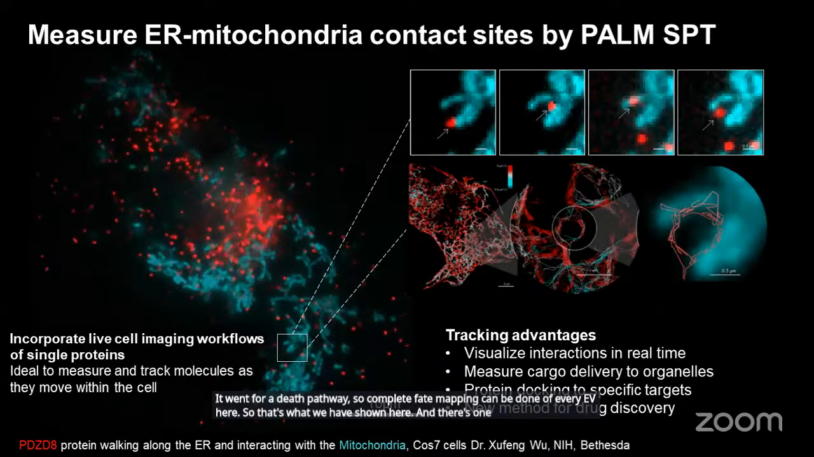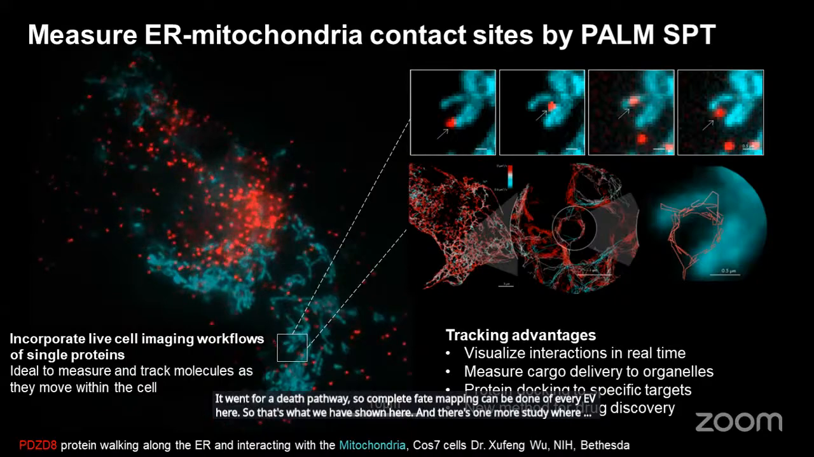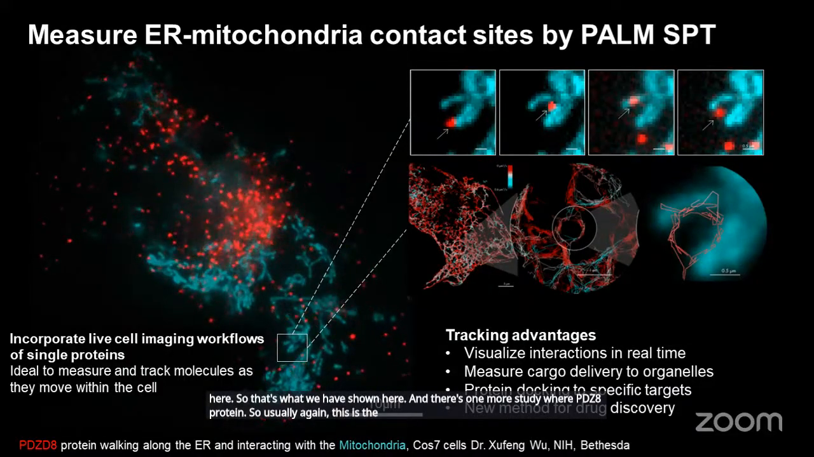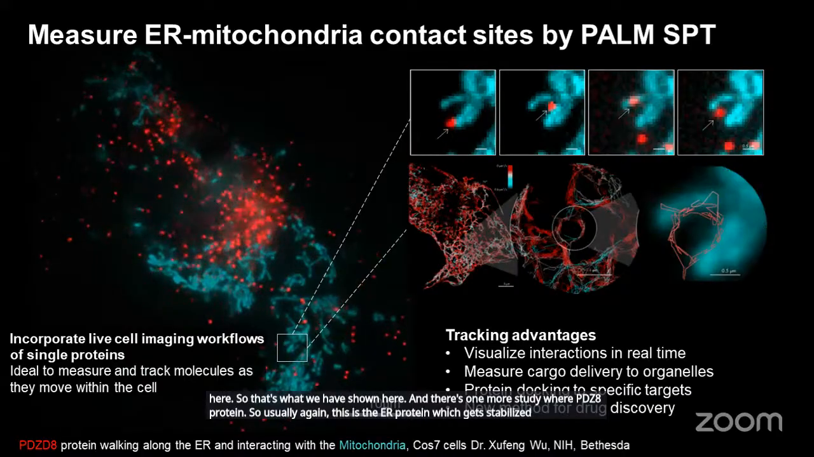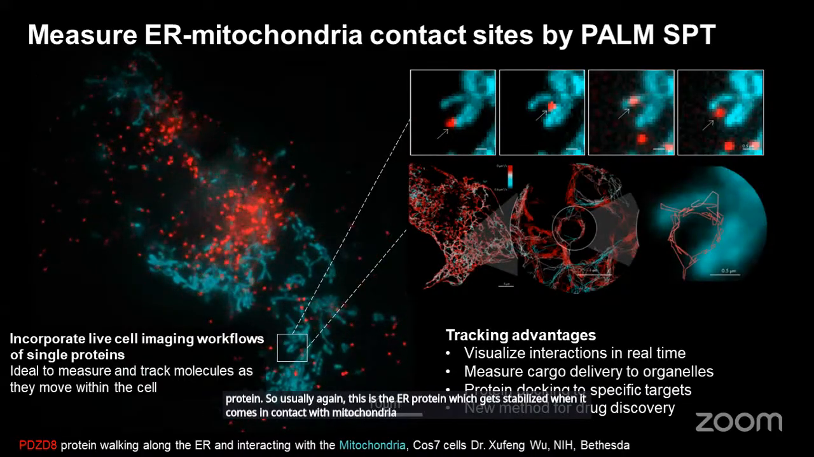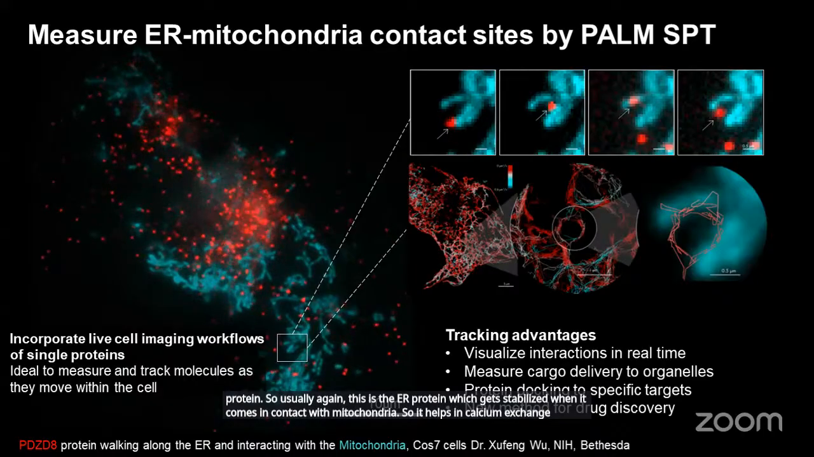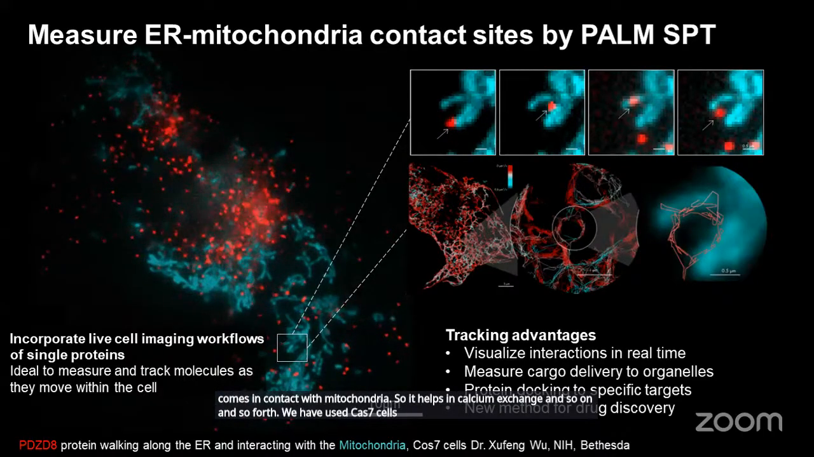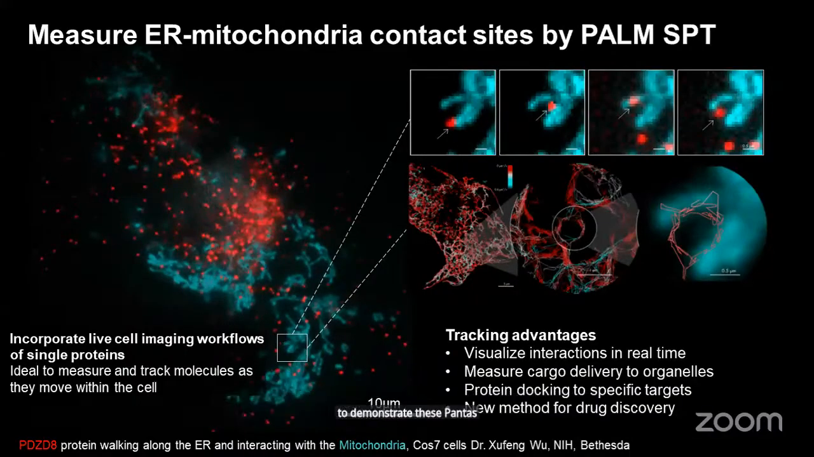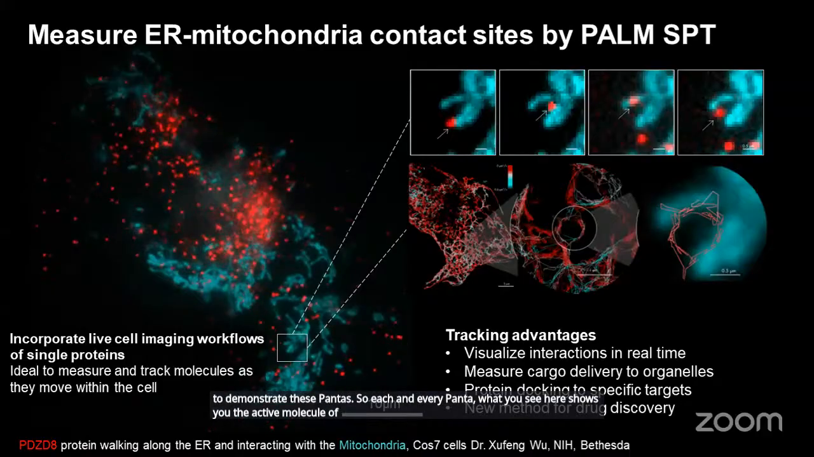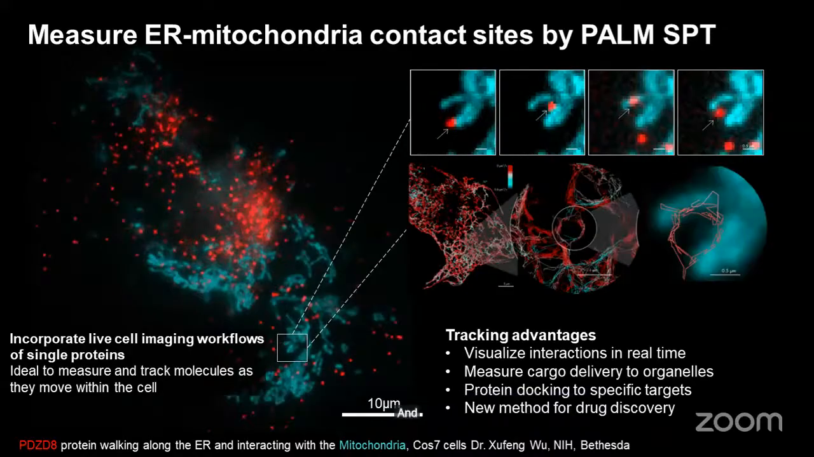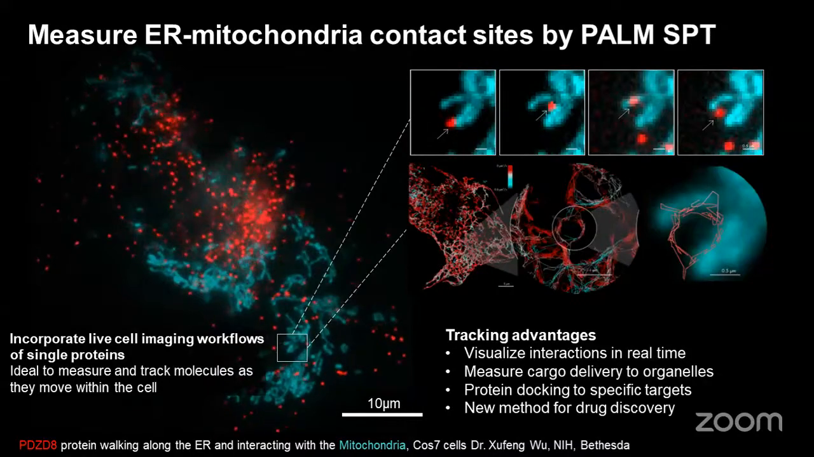And there's one more study, on the PDZ8 protein. Again, this is an ER protein which gets stabilized when it comes in contact with mitochondria. It helps in calcium exchange and so on and so forth. We have used COS7 cells to demonstrate these puncta. Each and every punctum you see here shows you an active molecule of PDZ8, and it also shows the exact localization or touching from ER to the Golgi complex and so on.